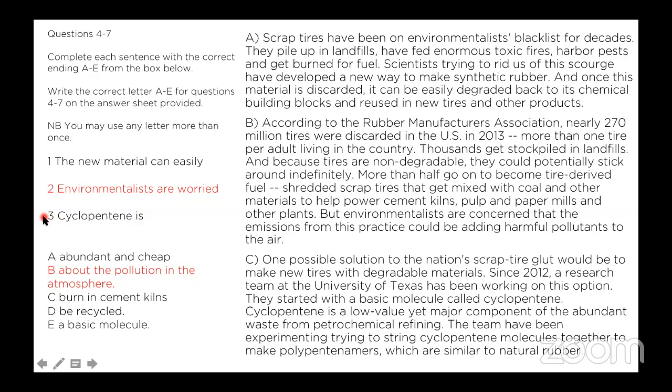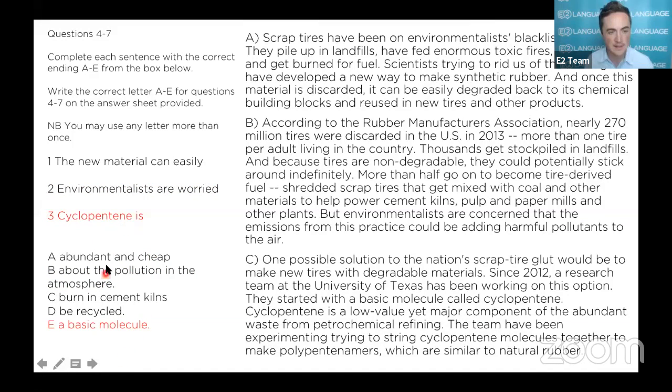Finally, cyclopentene, here it is here. Cyclopentene is abundant and cheap is possible, right? We've got one possible sentence, abundant and cheap. Cyclopentene is about the pollution in the atmosphere is possible, grammatically. Is burn? No. Is B? No. Is a basic molecule. We have 3 possibilities. So let's see this one here.